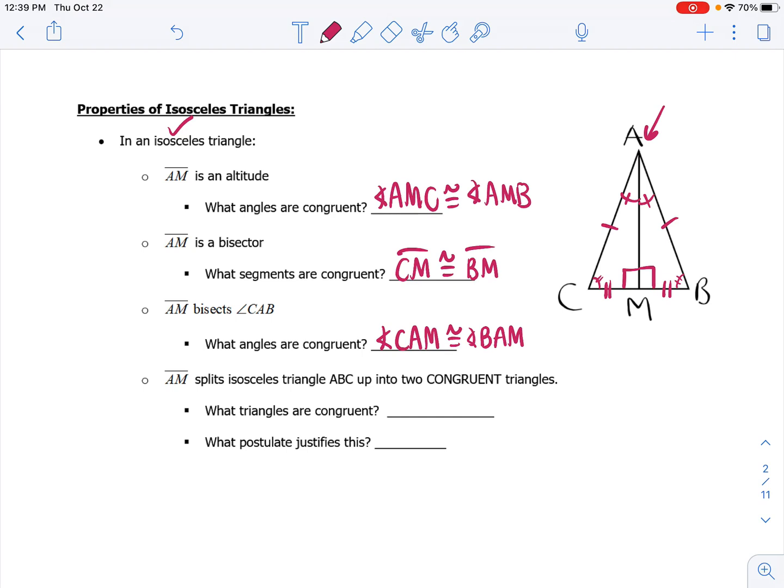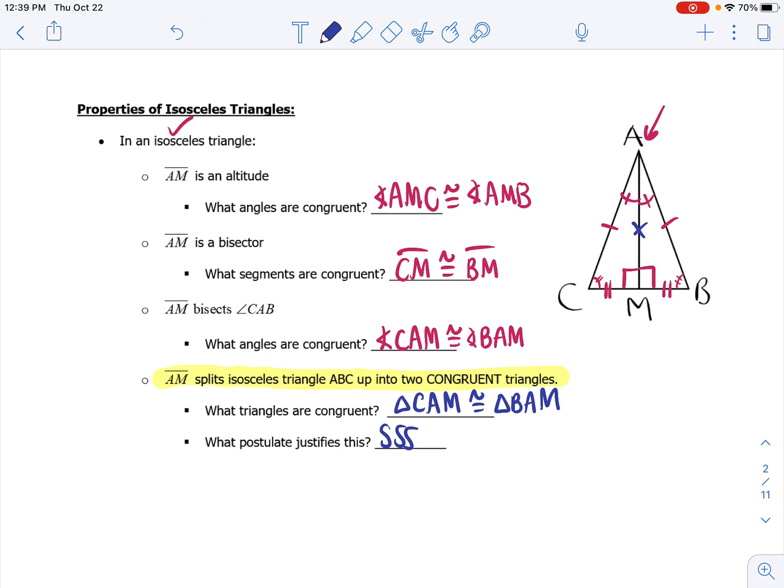So notice how this altitude splits this isosceles triangle up into two congruent triangles. We also have a reflexive side there. So if you notice, all the corresponding parts of these congruent triangles are congruent. So the triangles that are congruent are triangle CAM and triangle BAM. Remember, different ways you can write them, but we need to make sure that the vertex points match up to their corresponding parts.